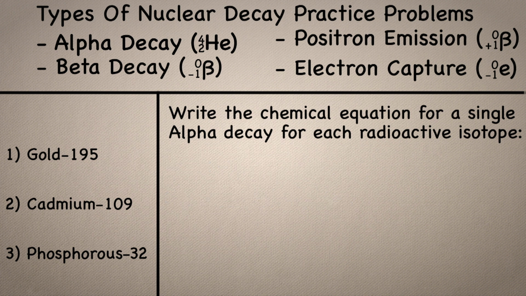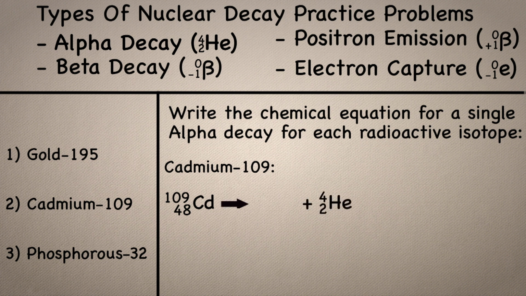Okay, the next one, cadmium-109. So just like we did with gold, we put our 109 as the top part of our isotope for cadmium, and then we go find how many protons it has. If we look on the periodic table, cadmium has 48 protons. Now we go to our decay, so yield sign, then space out a little bit and write my alpha particle out, 4,2 helium.